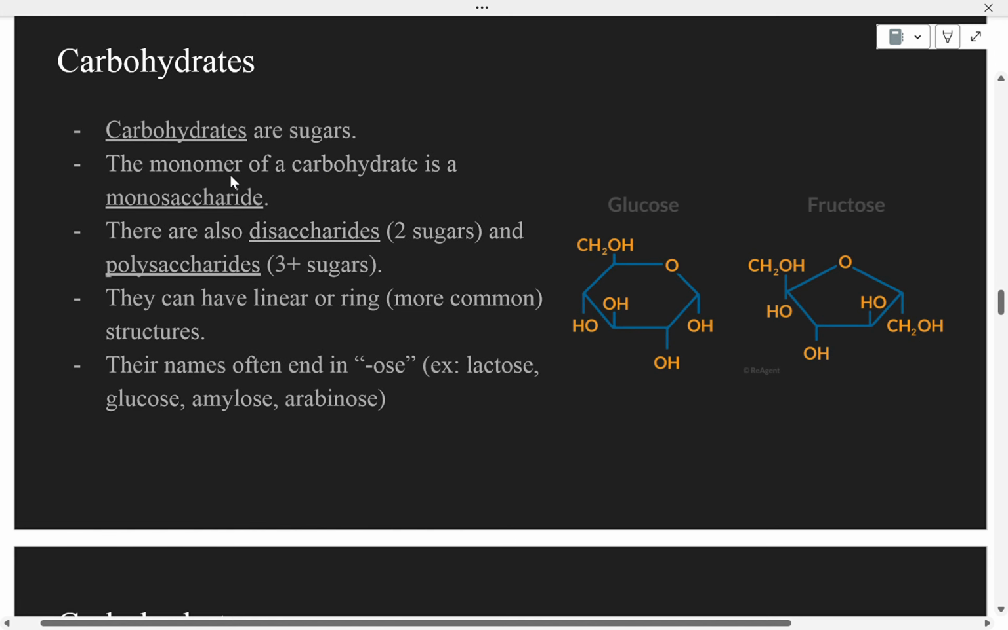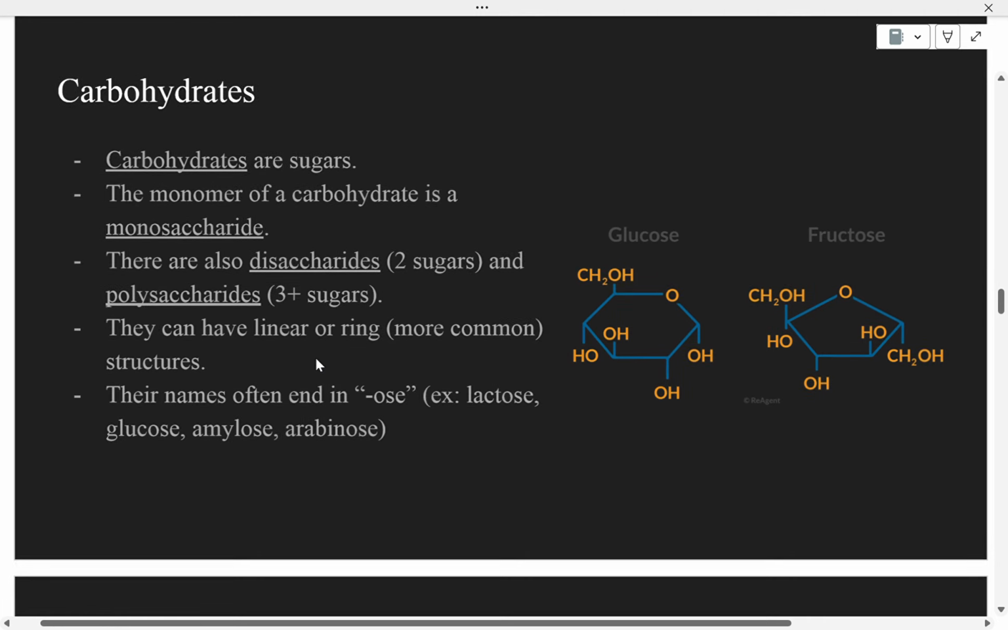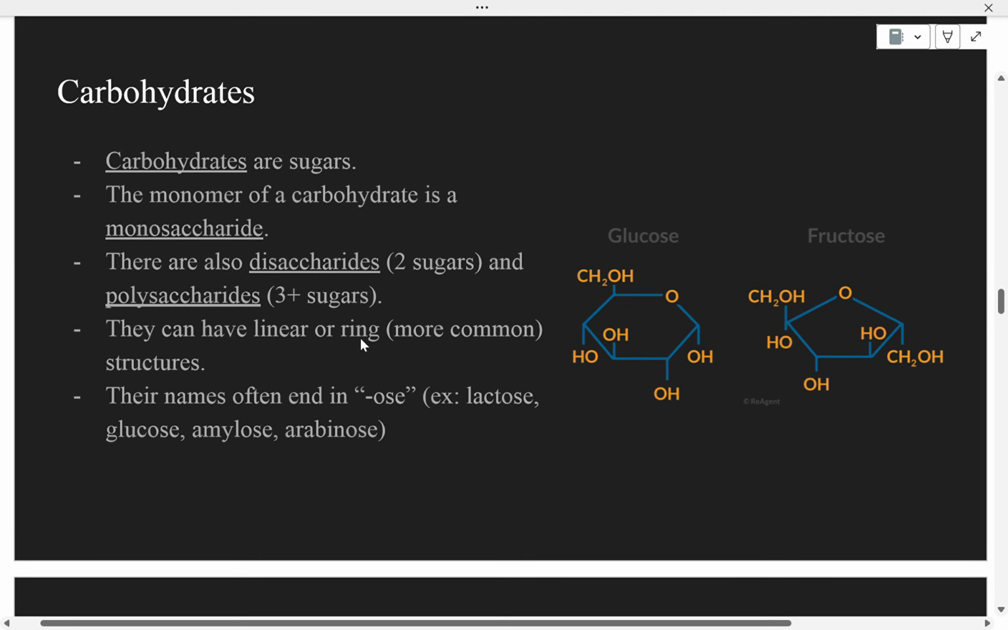So yeah, the monomer of a carbohydrate is a monosaccharide. Several monosaccharides will come together to form a larger carbohydrate. There's also disaccharides, which are when we have two monosaccharides together, then polysaccharides, where we have 3 or more sugars in a row. So pretty intuitive there. These can have linear structures or ring structures, but often the sugars we'll look at will all be in these ring structures.